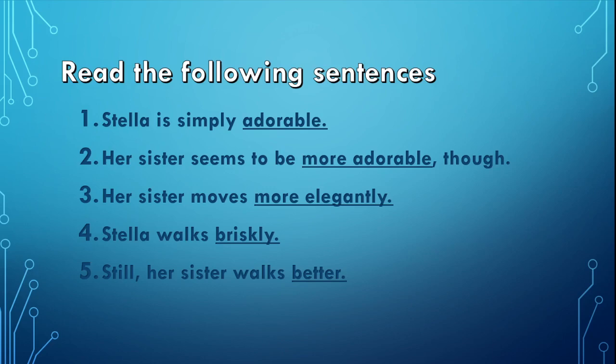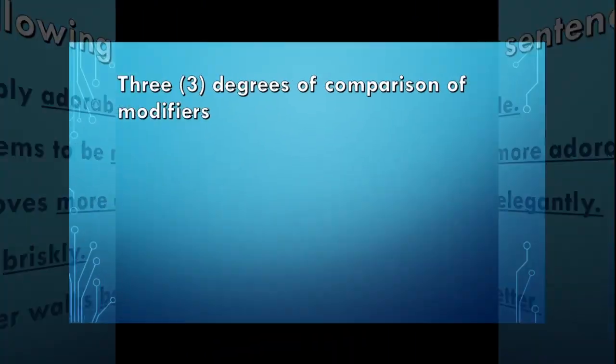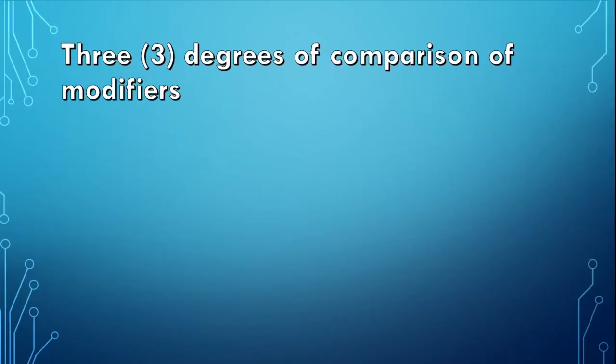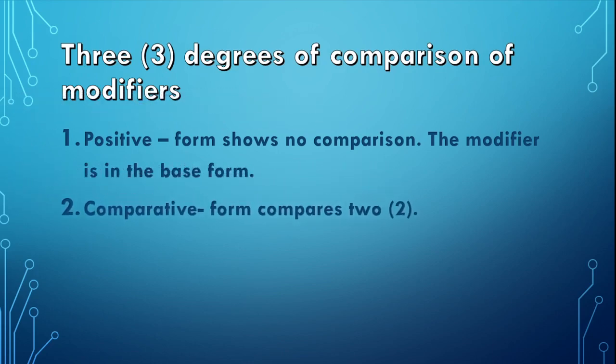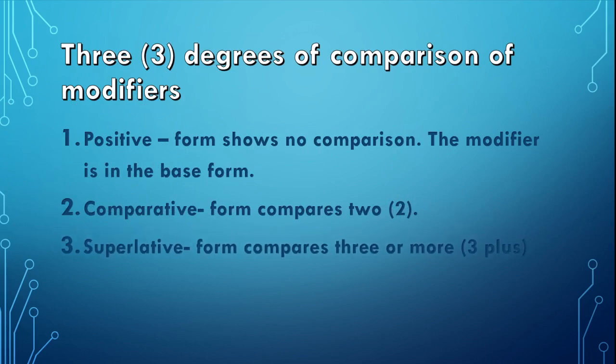In making comparisons, modifiers can take different forms. We have 3 degrees of comparison of modifiers. First, we have the positive form. Second, we have comparative form. And the third one is superlative form. What are positive, comparative, and superlative forms?